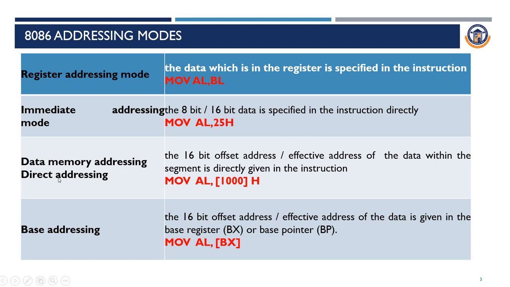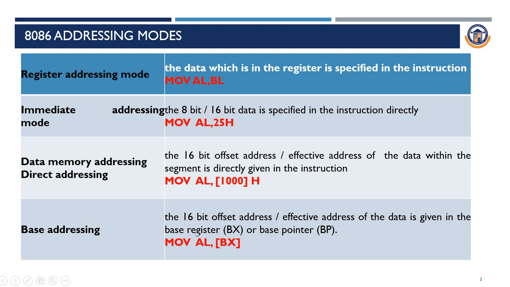Then data memory addressing mode, where we have different types. First one is direct addressing mode. Here the 16-bit offset address, the effective address of the data within the segment, is directly given in the instruction. So this is the address in which the data is stored. A 32-bit physical address will be generated by means of this segment address, and the data where it is stored is moved to the AL.